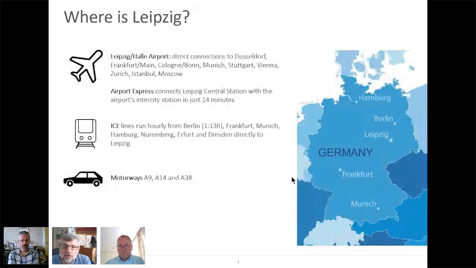So, for those of you who have a hard time to locate Leipzig, maybe there are some, it's here in the east of Germany, not very far from Berlin, actually. So you can get there by air. Our airport is connected to all the major hubs in Germany and Europe. But there are also quite good train connections. So you can also fly into Frankfurt or into Berlin and then take the fast train. And of course, there's also the road.